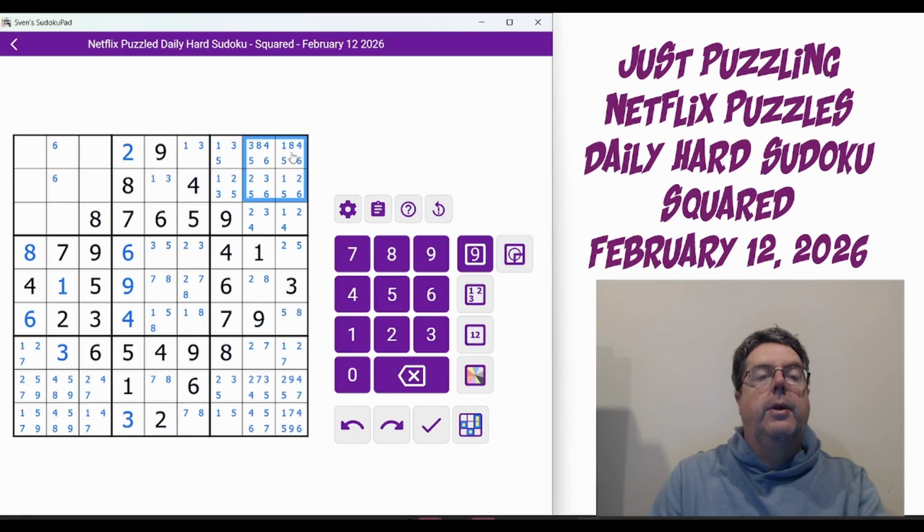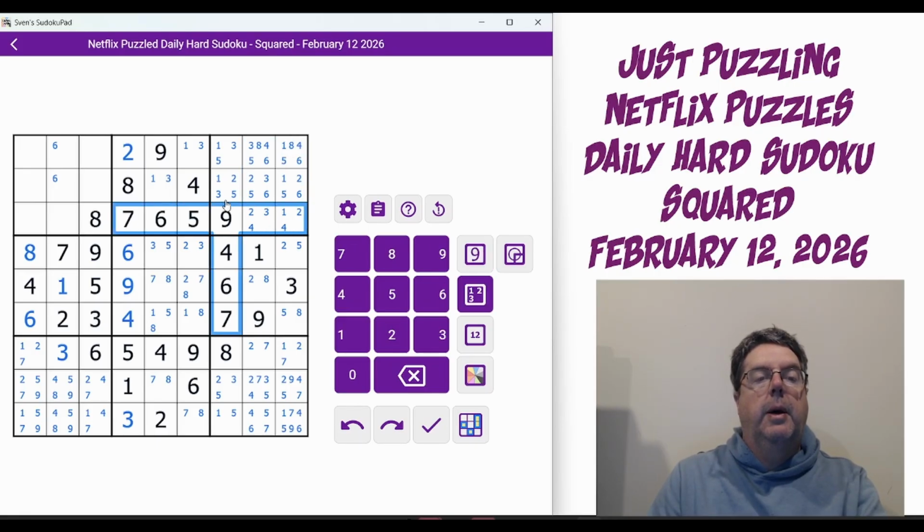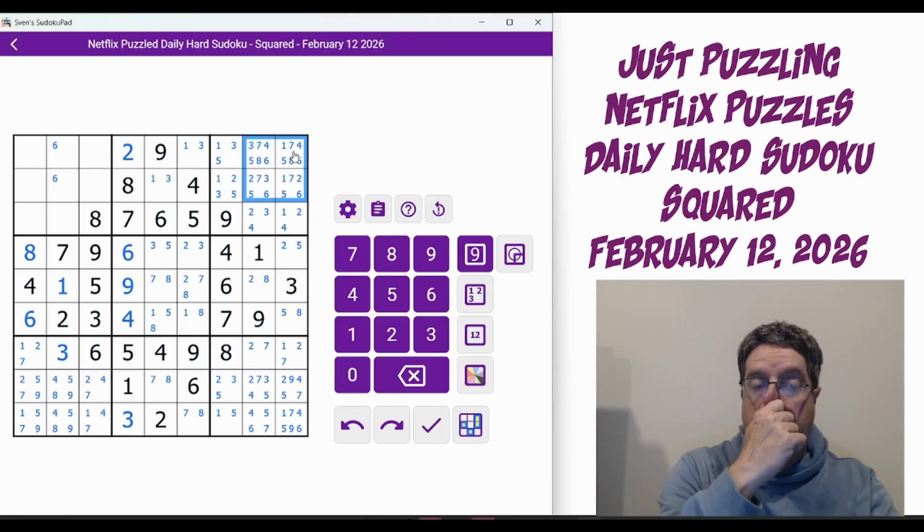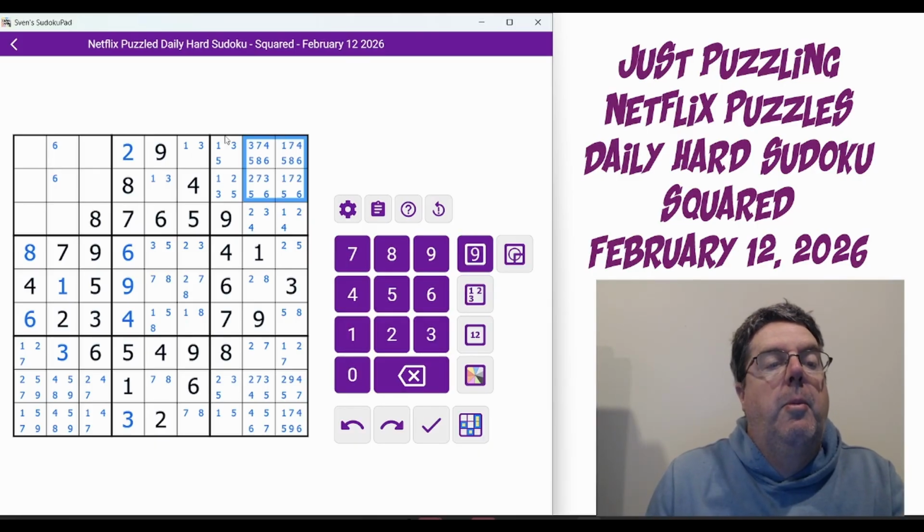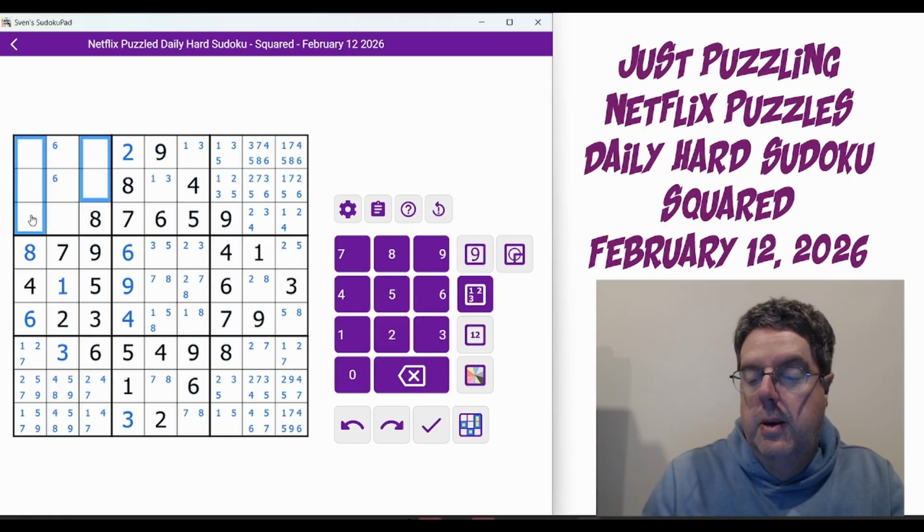We've done 7. No, we haven't done 7. 7 comes across here. 7 comes up here, so 7's one of these. We've done 8 and 9's already there. Alright, one more box to fill in. 1 can't be here, so 1's potentially one of these.